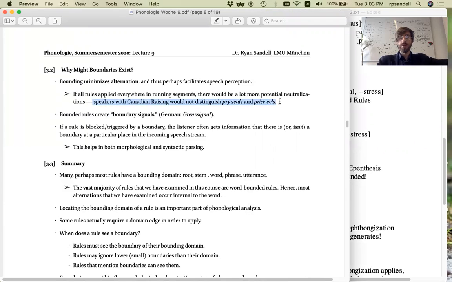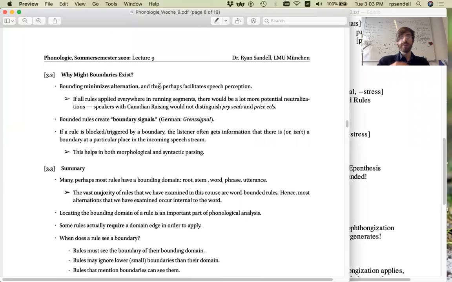So for instance, the processes of Canadian raising and tapping in North American English, if they were not word bounded, we would find a lot more taps and a lot more raised vowels that would create a lot more neutralizations. So these two phrases that we talked about, "pry seals" and "price eels," as our example of Canadian raising, those would become phonetically identical if Canadian raising were not word bounded. So in this sense, these rules that are bounded by words or bounded by phrases create Grenzsignale.